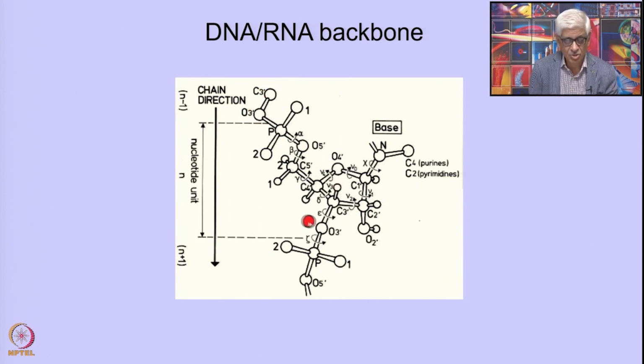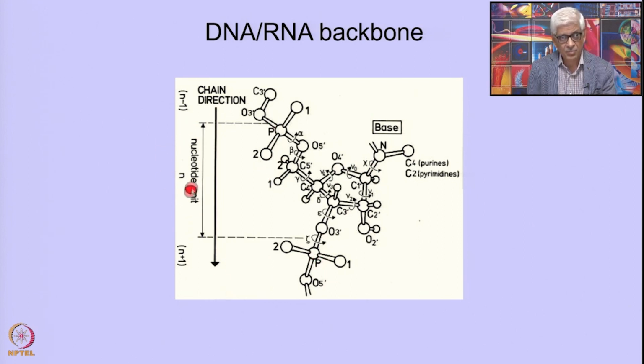Okay, now you see there is an oxygen here. All of them have an oxygen, and this C3 prime attaches through the phosphate group to the 5 prime end of the next nucleotide, and this is the way the sequence goes on. So one end is the 5 prime end, the other end is the 3 prime end. The chain goes in this direction, 5 prime end to 3 prime end.